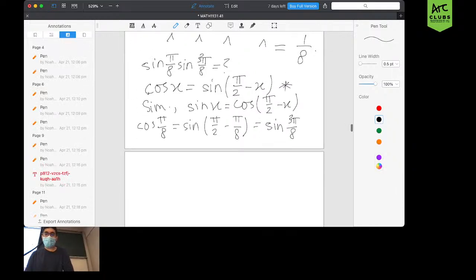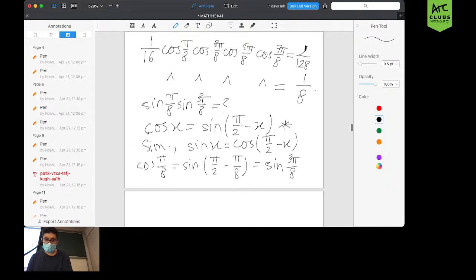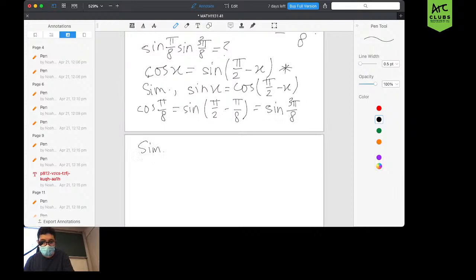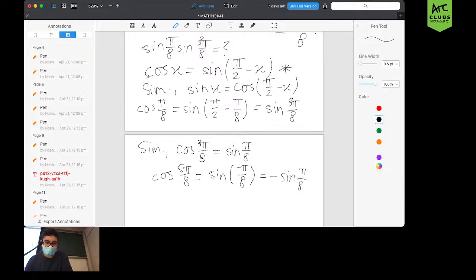Similarly, we can do this for each cos term at the top. So similarly, cos 3π/8, using the same formula, becomes sin π/8. Cos 5π/8 becomes sin of negative π/8, and using the odd property of the sine function, that's simply negative sin π/8. So we can just take that negative sign out to the front.